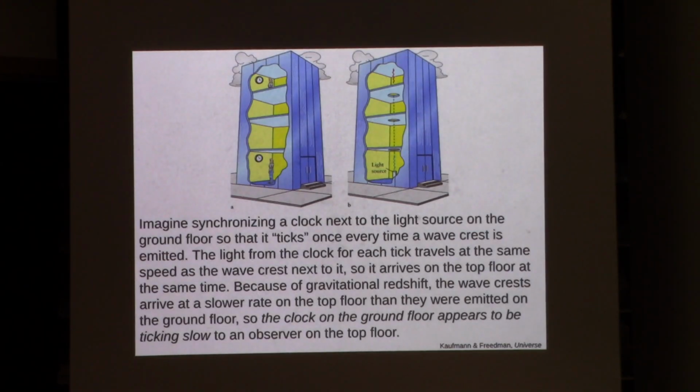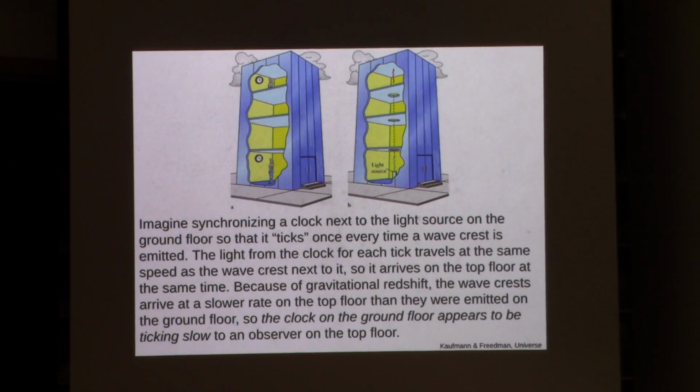So let's make the argument. Okay, this is a thought experiment. Einstein was very fond of thought experiments, experiments that we perform in our minds to deduce the logical implications of things. Imagine synchronizing a clock next to the light source on the ground floor so that the clock ticks once every time a wave crest is emitted.